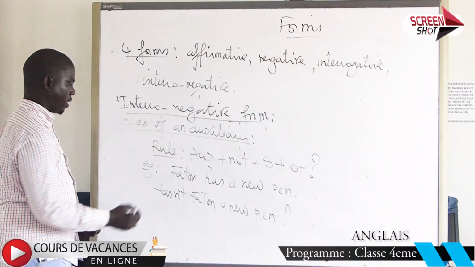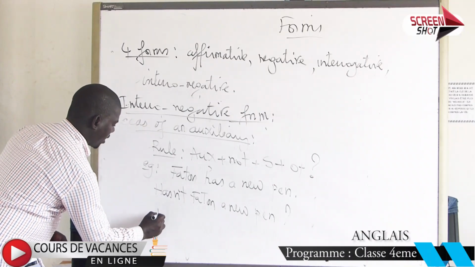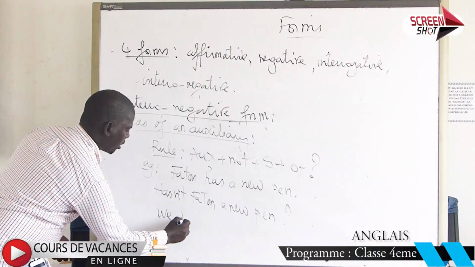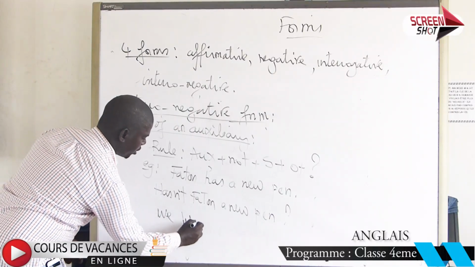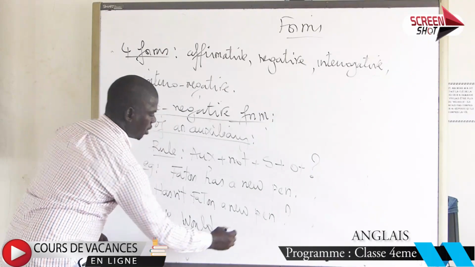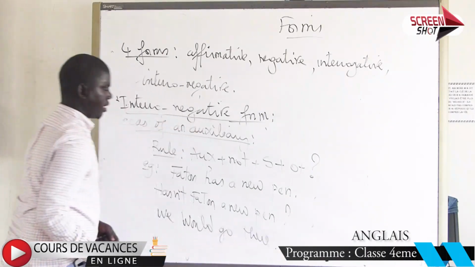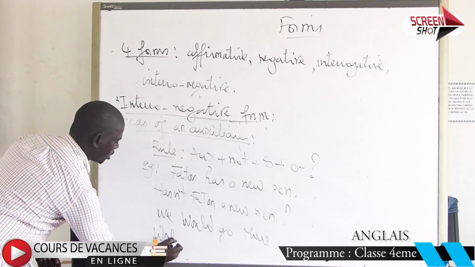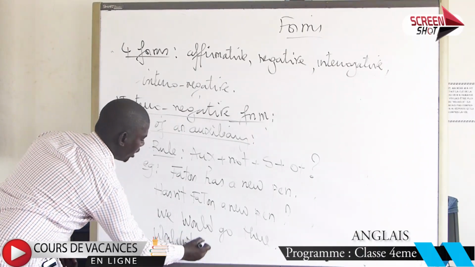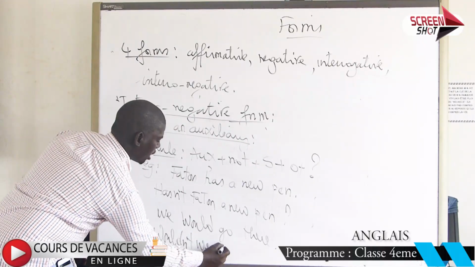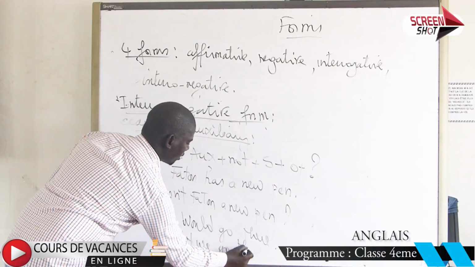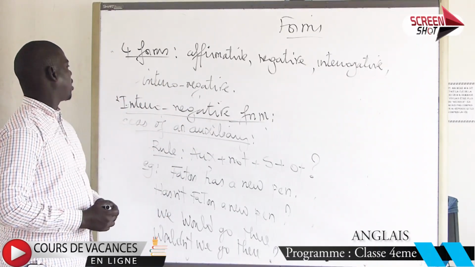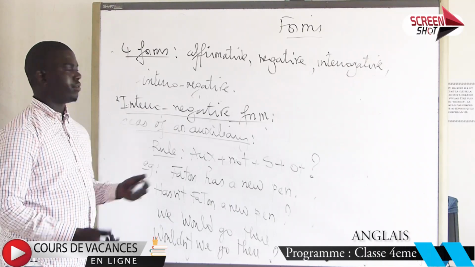Another one, they or we, okay, we would go there. We would go there. In interrogative form, we have: wouldn't we go there? Okay? To sum up this part, okay, in French, donc l'interrogatif, c'est quoi?